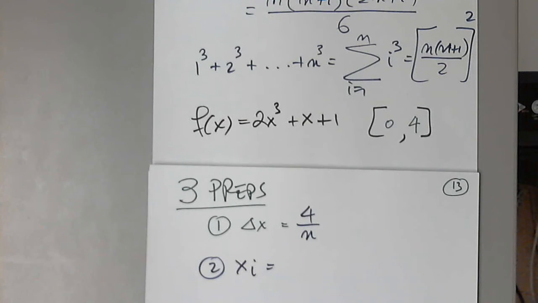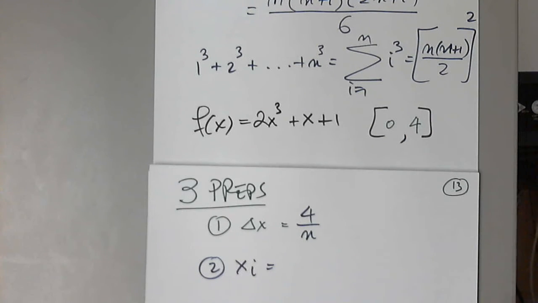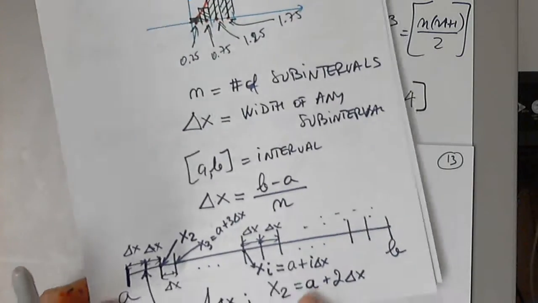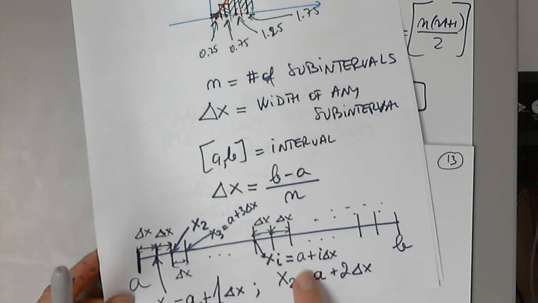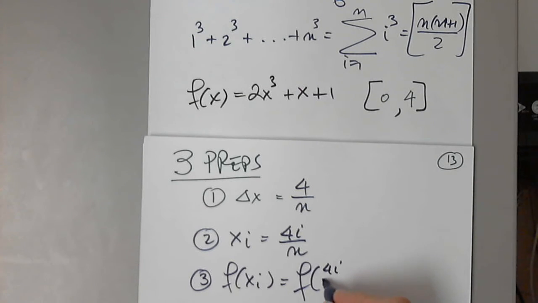The beginning plus i delta x. But the beginning is... the equation. The beginning is, oh, zero. So 0 plus i delta x. Right here. The beginning plus i delta x. Very good. Finally, I need f of xi, which is f of 4i over n.